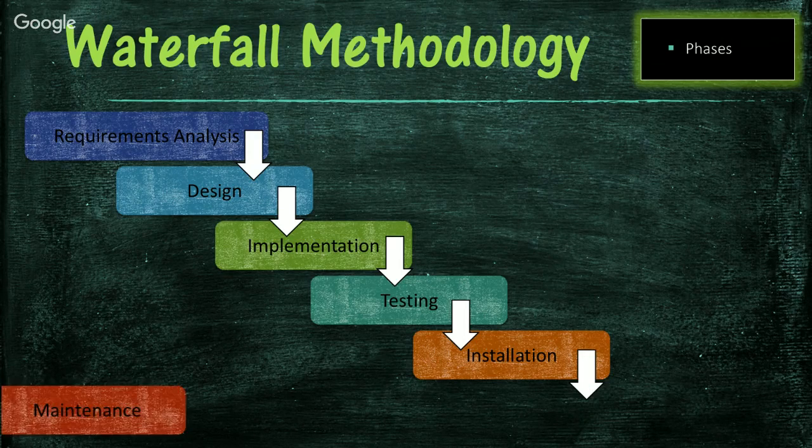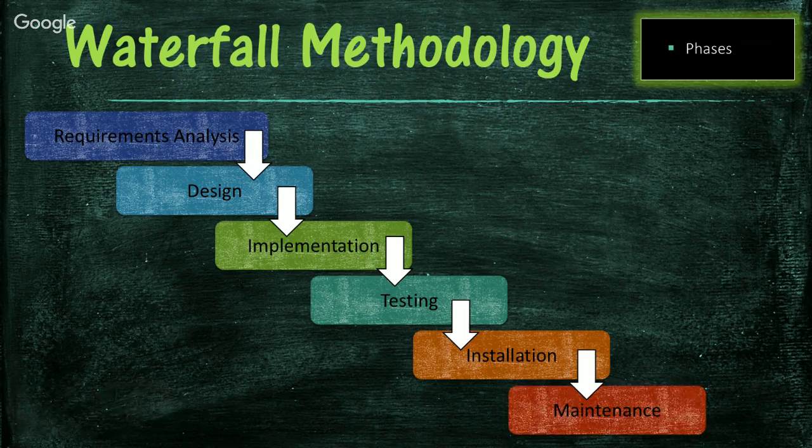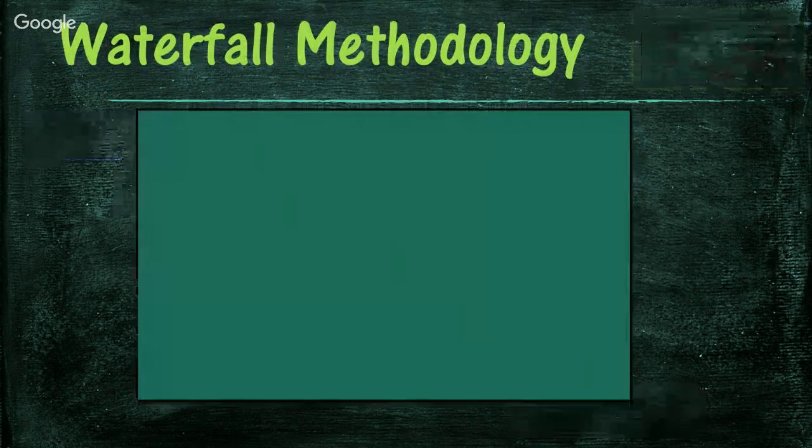The last stage is maintenance. This involves making modifications to the system or an individual component to alter attributes to improve performance. These modifications arise either due to change requests initiated by the customer or defects uncovered during live use of the system. So now that we know the phases of the waterfall methodology, let's take a look at the pros and the cons.